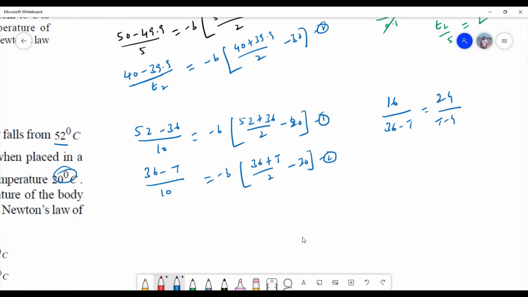Now let's simplify that further. This will go by 8 2's and this will go by 8 3's. Now cross multiply that: 2t minus 8 is equal to 108 minus 3t. So 5t is equal to, is it 116? Okay, so let us check it once.